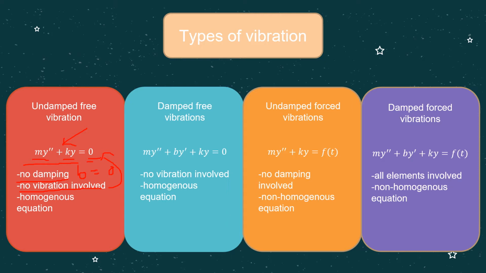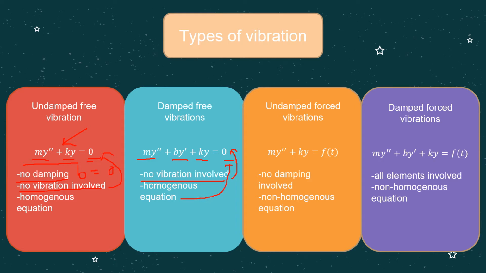Second one is damped free vibration. The equation will be my'' plus by' plus ky equal to 0. In damped free vibration, there is no vibration involved, so it means that f(t) at the back here is equal to 0. So when it is equal to 0, automatically it is a homogeneous equation.